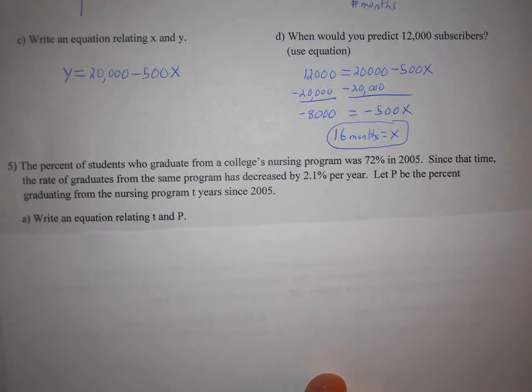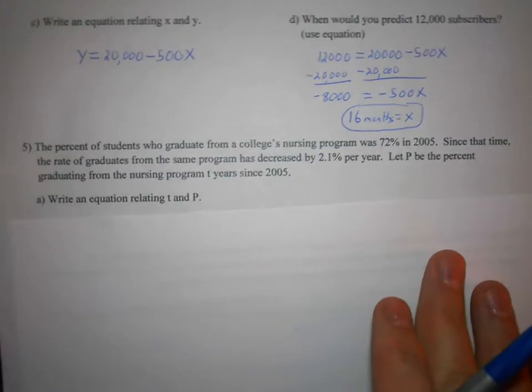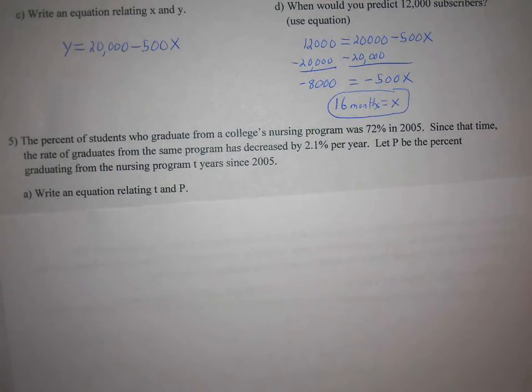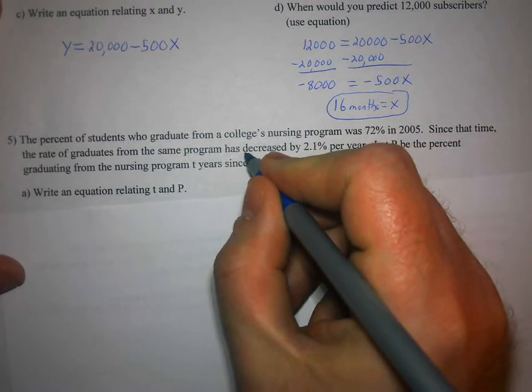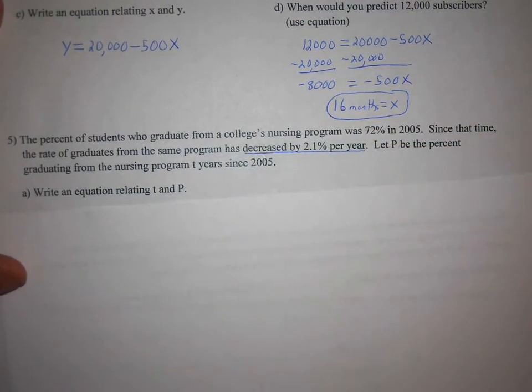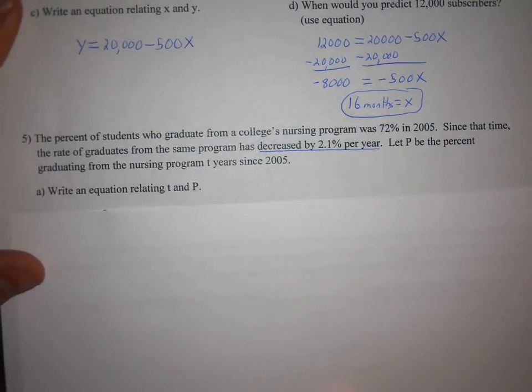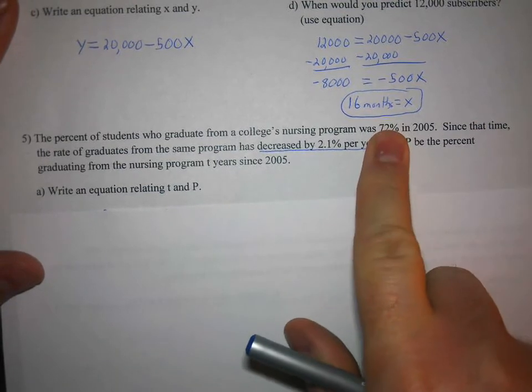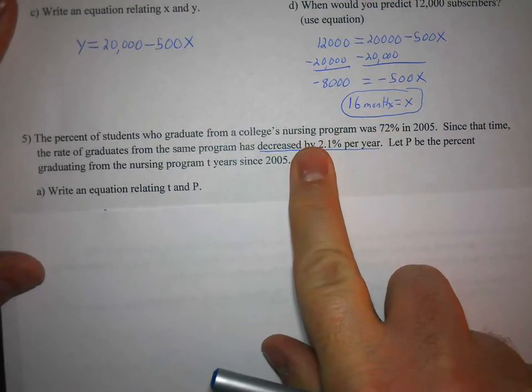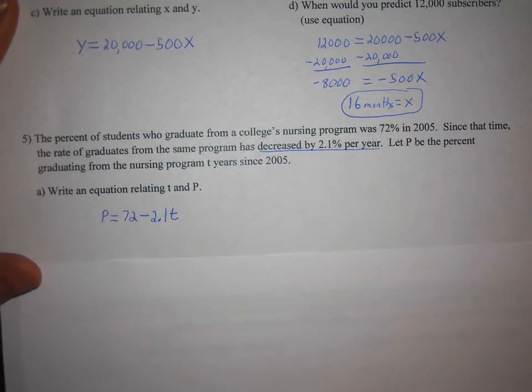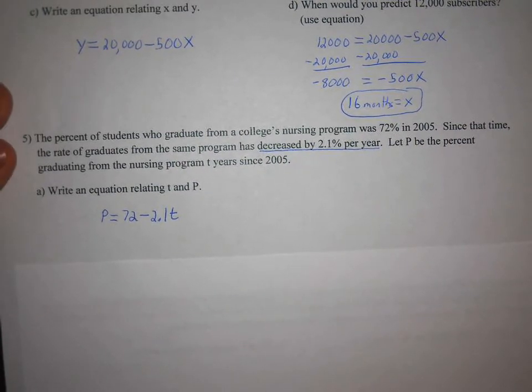Okay, number 5 is a similar question. And again, the goal of this worksheet is just to practice these. Rather than just give you 1 or 2 and then be done with it, I want you to do several of these to practice. So try number 5, and I'll put the answers up. Okay, so they tell you that the percentage is decreasing by 2.1% per year. So for the equation relating T and P, we started at 72%, decreased by 2.1% every year. So your equation, P equals 72 minus 2.1 times T.